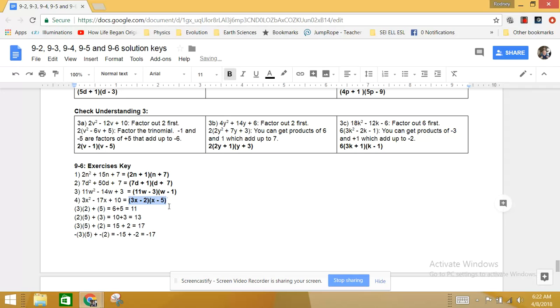And additionally, I get a 3x squared for my first, which is good, and negative 2 times negative 5 gets me my positive 10. So I go back and I check to see, did it all work? Because it does matter where you put these. You could have switched x minus 5 and 3x minus 2, but I can't switch the negative 2 and the negative 5. I can't switch that around or else I'm getting a different middle term.